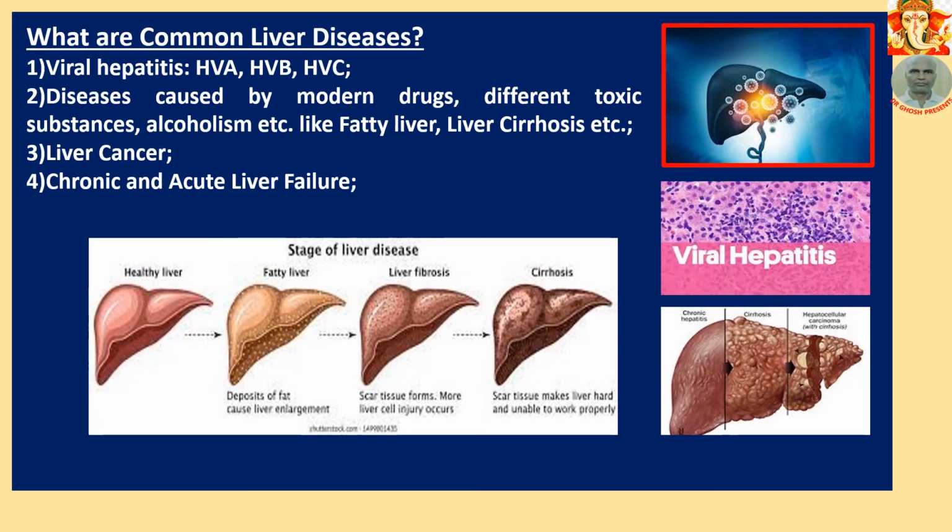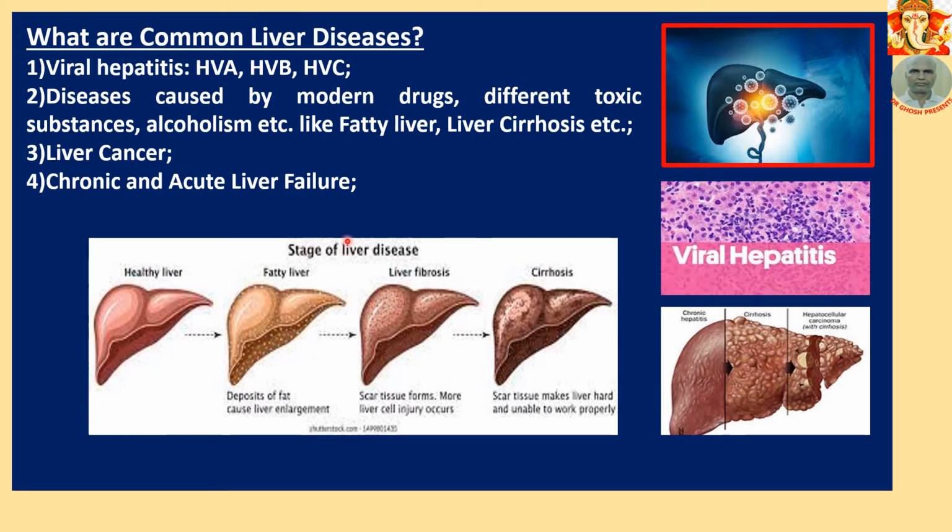What are common liver diseases? Number 1, viral hepatitis: viral hepatitis A, viral hepatitis B, and viral hepatitis C. These are the causative organisms: hepatitis virus A, B, C. The name of the disease is viral hepatitis A, B, C. Number 2, diseases caused by modern drugs, different toxic substances, alcoholism, etc., like fatty liver and liver cirrhosis. Number 3, liver cancer, and chronic and acute liver failure. These are the common liver diseases.